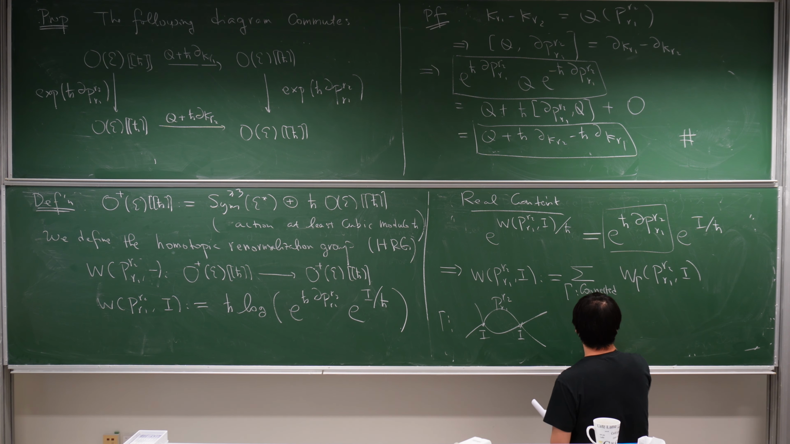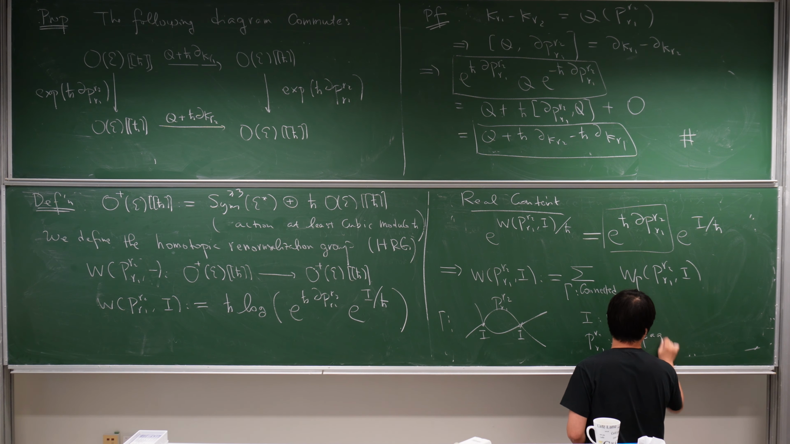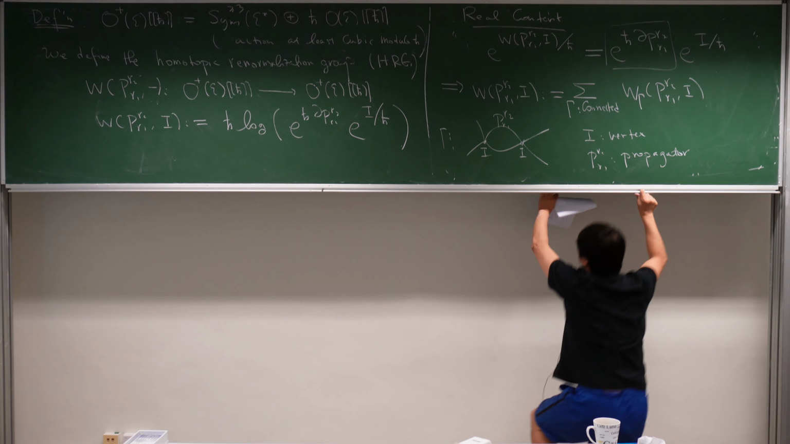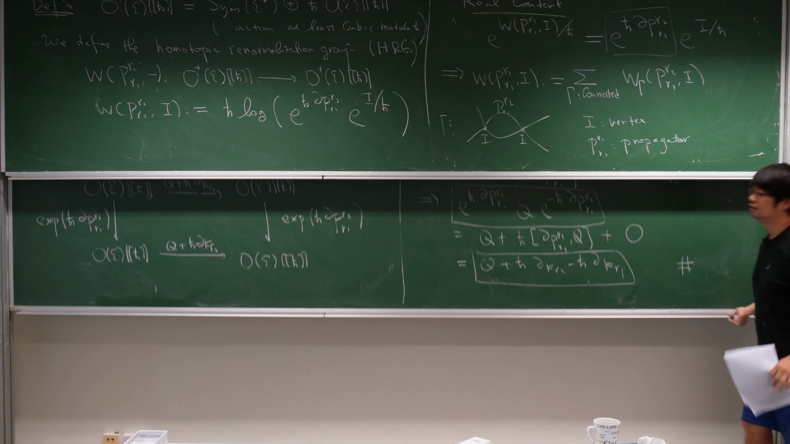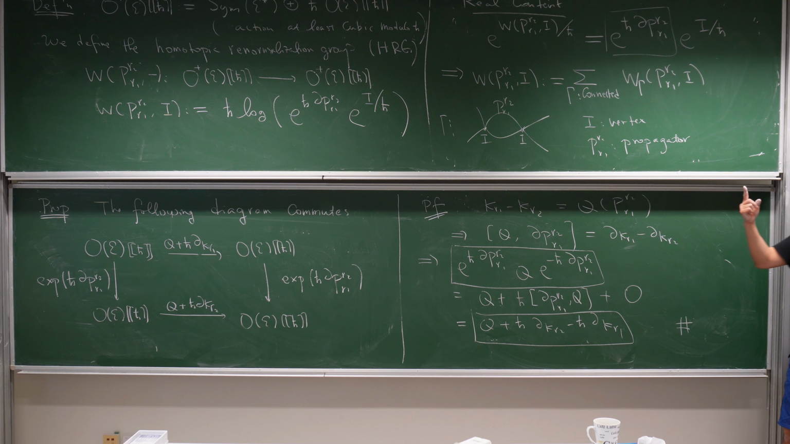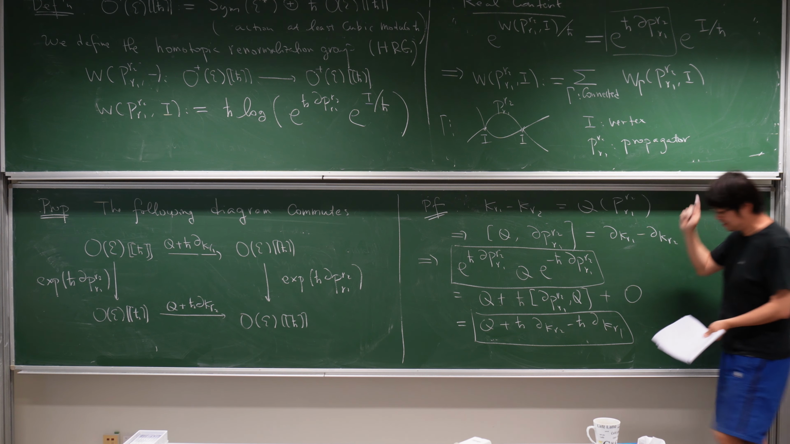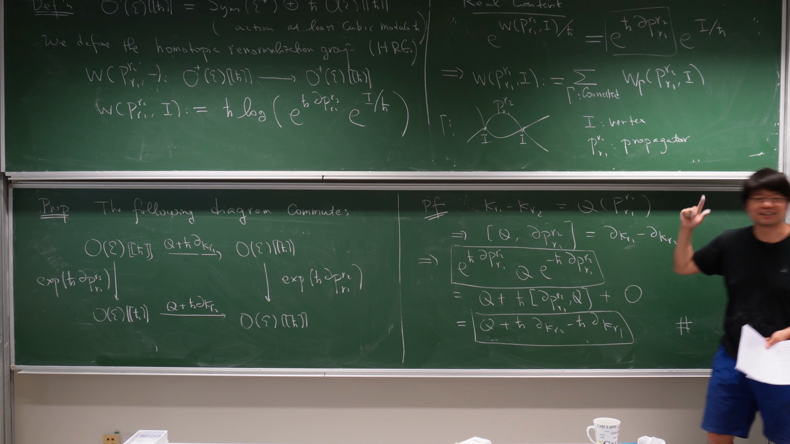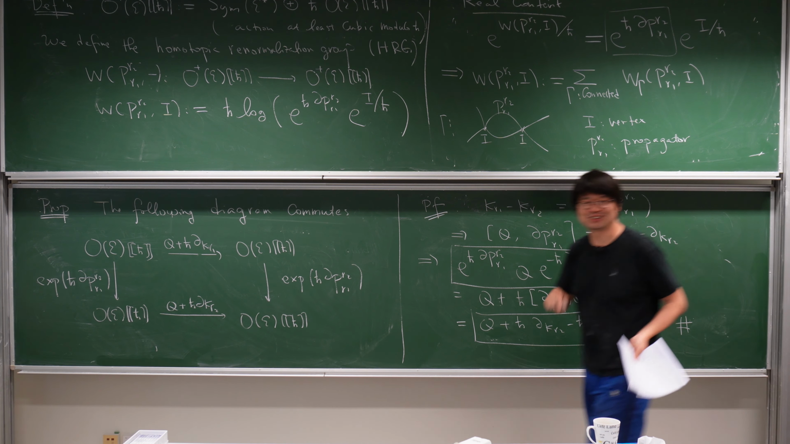So in short, this is what physicists would call a vertex, and this is what physicists would call a propagator. And this is the real content of this formula. If you haven't seen this before, it's better to do this exercise. And I have a lecture video on my Bilibili account to explain this if you want to take a look.